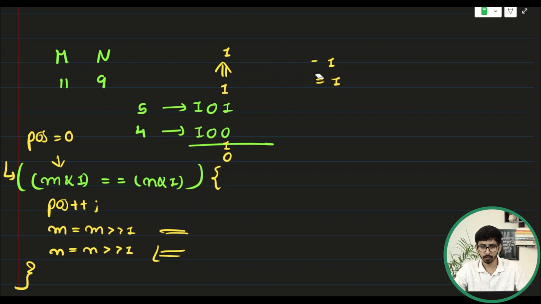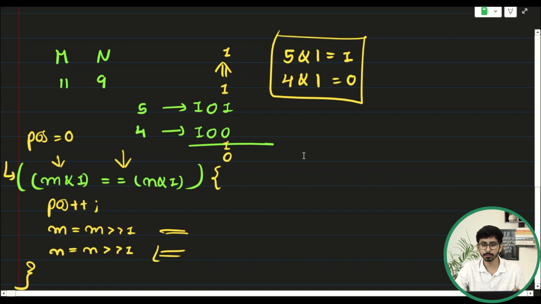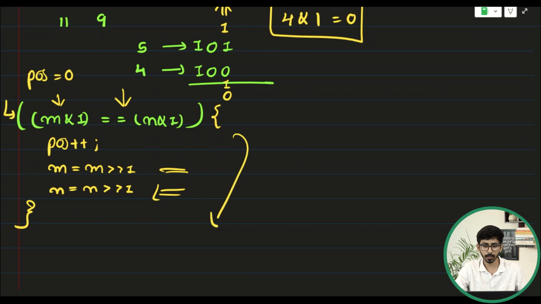So basically, let me write down over here. If I do 5 and 1, I will be getting 1, and if I do 4 and 1, I will be getting 0. So over here, this condition is not satisfied: the AND operation with 1 for m and n does not give you the same bit. So this is where I will stop the iteration, and I'll come out of the entire loop.